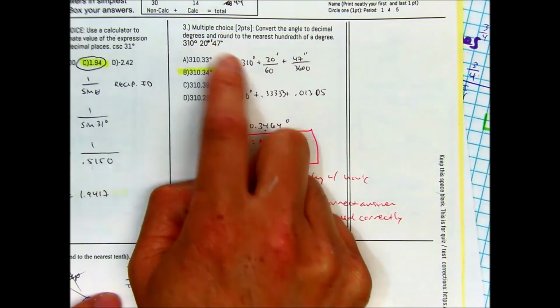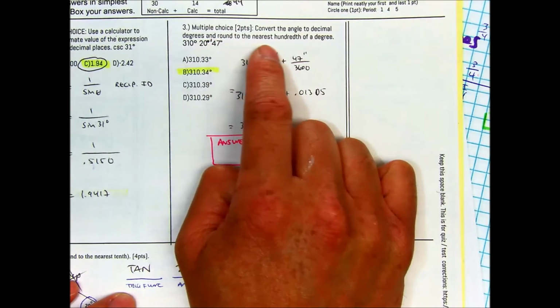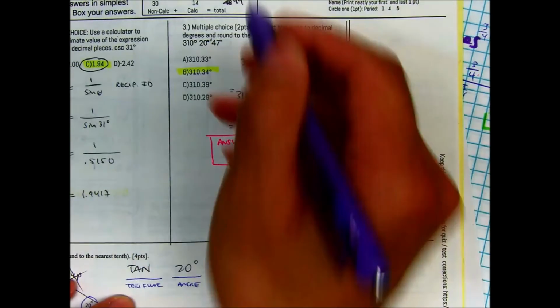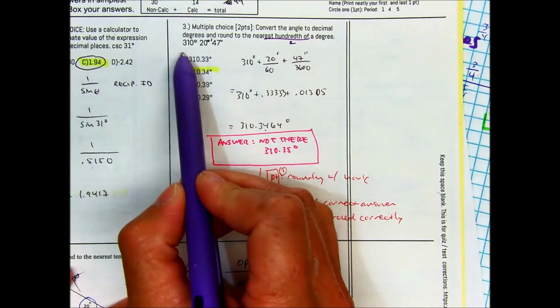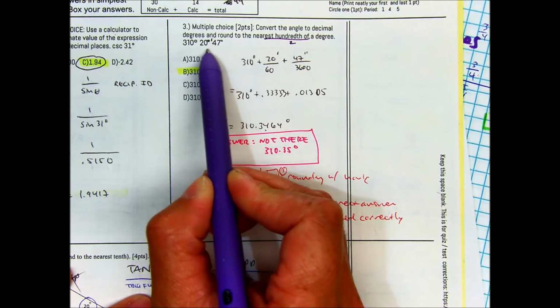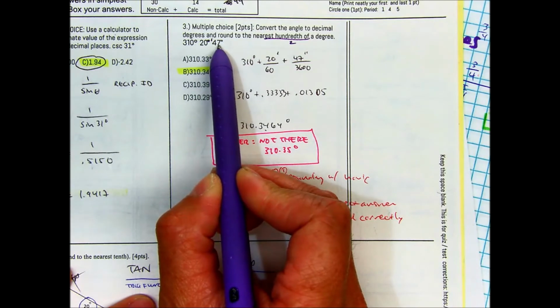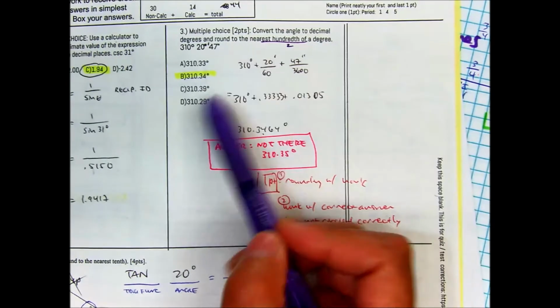Question number 3, multiple choice, convert the angle to decimal degrees and round to the nearest hundredth of a degree. Hundredth is 2 decimal places. There was a typo there. It should have said 310 degrees, 20 minutes, that's 1 apostrophe, and then 47 seconds. And I graded this problem by hand, even though it was multiple choice, because actually the correct answer is not even there. It wasn't a trick question.